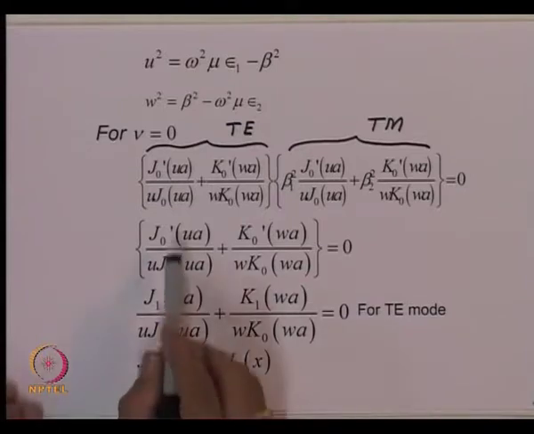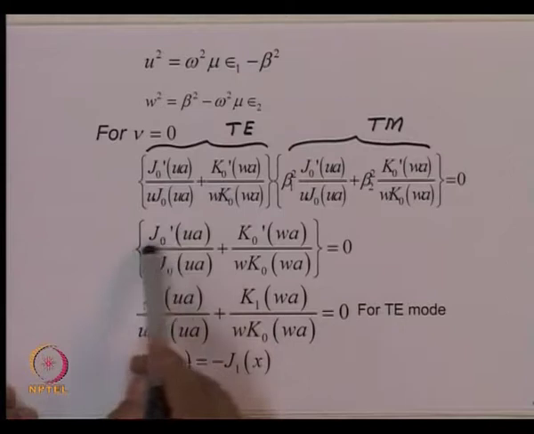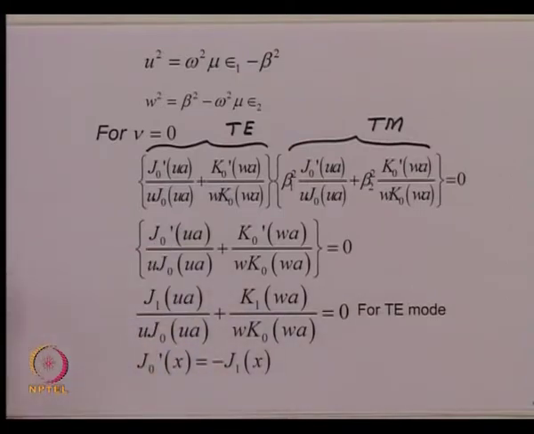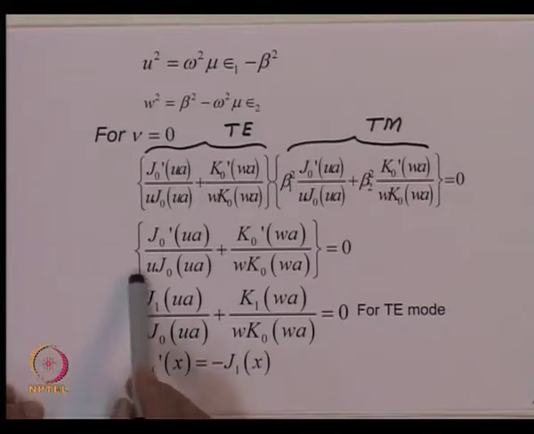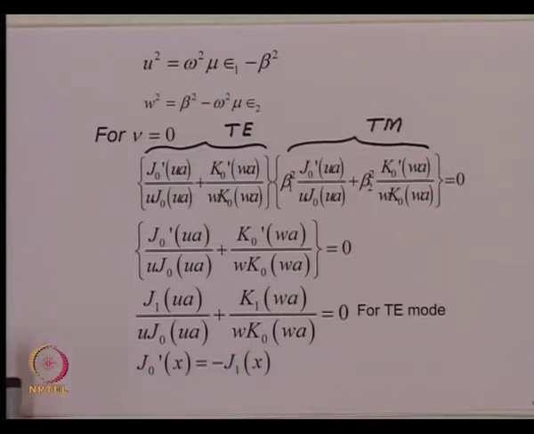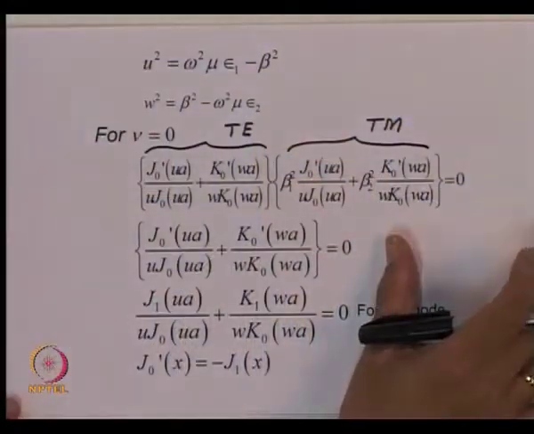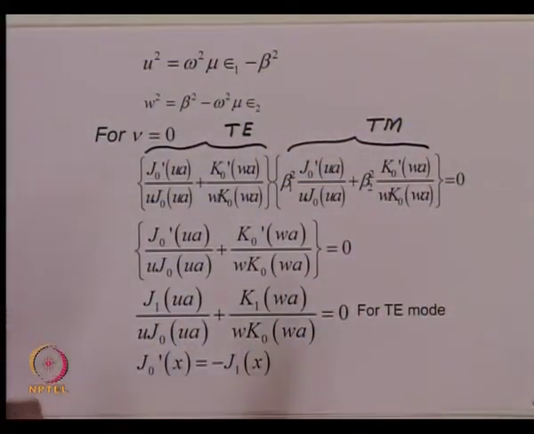And what we can do is use the recurrence relation for finding the derivative of the J function. So J0 prime x is nothing but minus J1 x, and the same is true for K also. If I substitute now into this, we get the characteristic equation for the transverse electric mode, which is given by this. An important thing is that the transverse electric mode is always going to be circularly symmetric. Similarly, if I take this bracket and equate it to 0, we get the characteristic equation for the transverse magnetic mode.